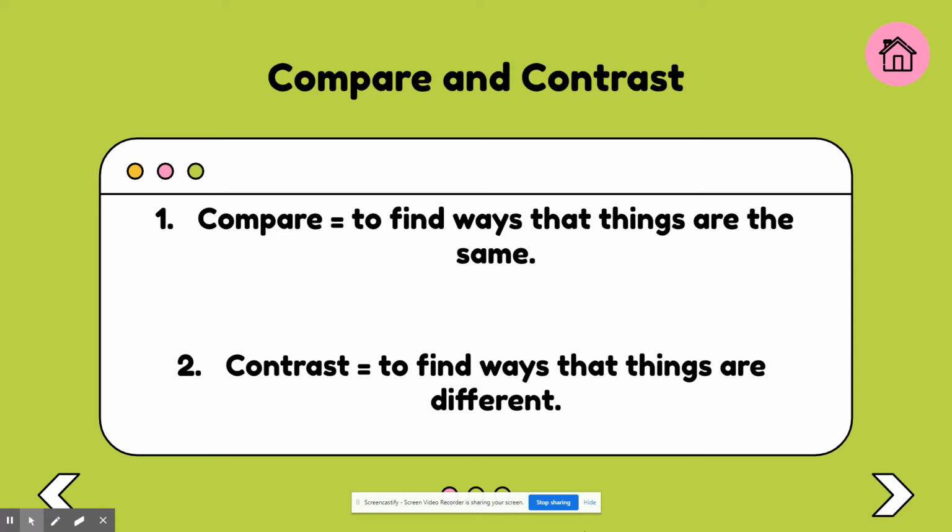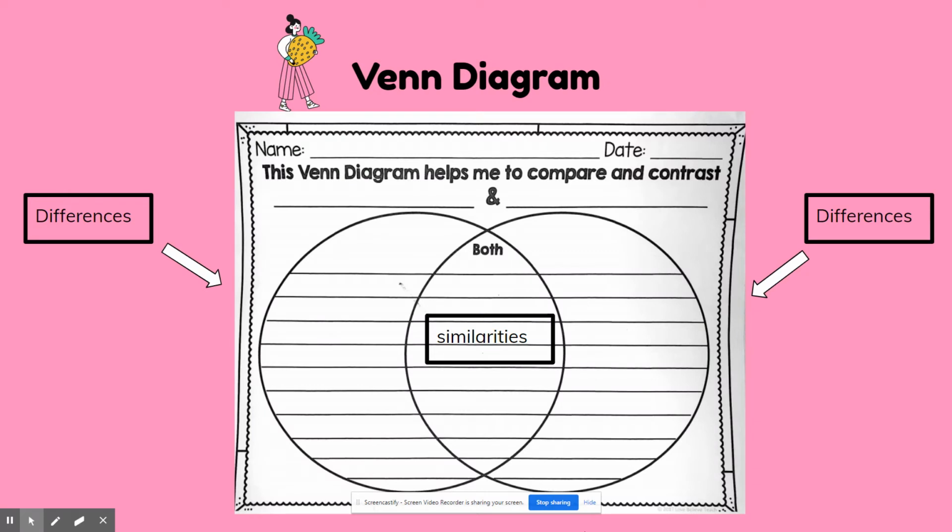That is to compare. Now, when you're contrasting, to contrast is to find ways that things are different. So, if you are looking at two things and you're trying to find how they are different, that is called contrast. But if you're trying to find two things that are similar, what they have in common, then that is compare. So to compare and contrast is to find ways that things are the same and to find ways that things are different.